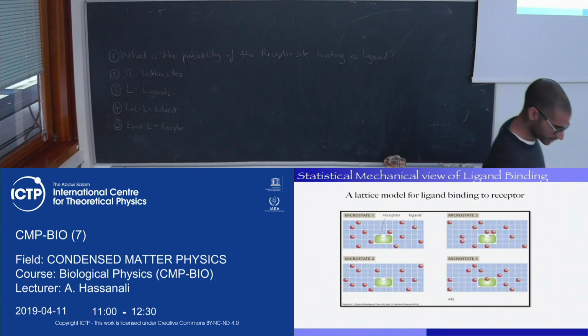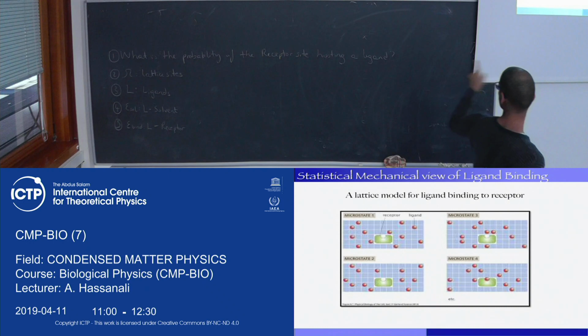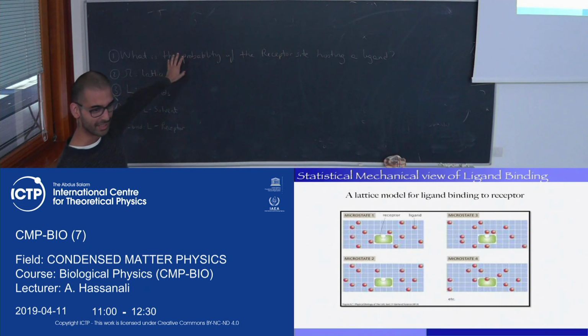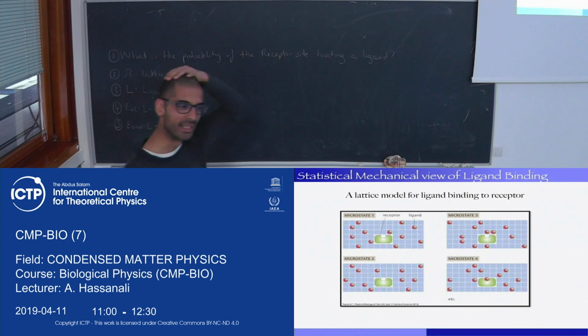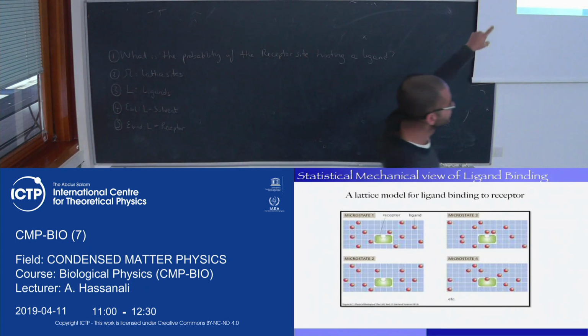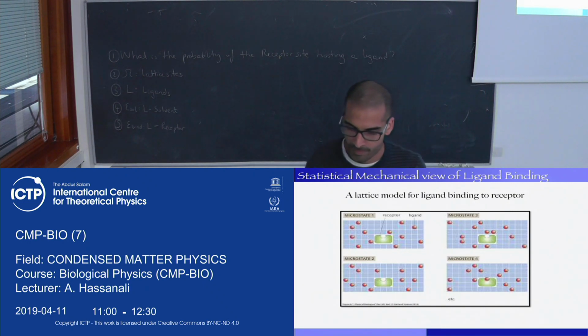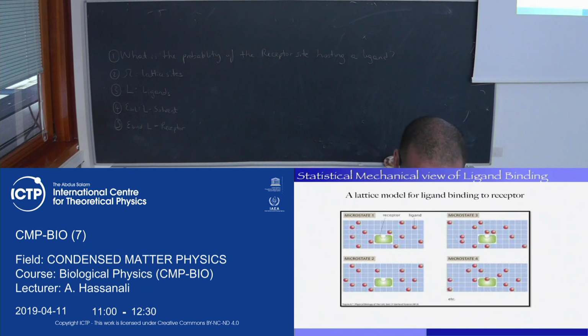So this is the question. I want the probability of finding a ligand in the receptor site. And one more thing: even if it is out of the receptor, no matter where it is, the energy is E sol. Yes, that's the assumption.